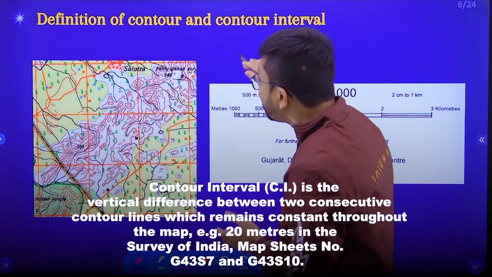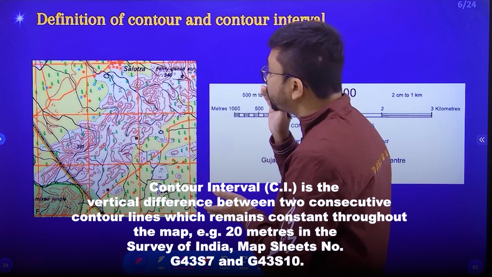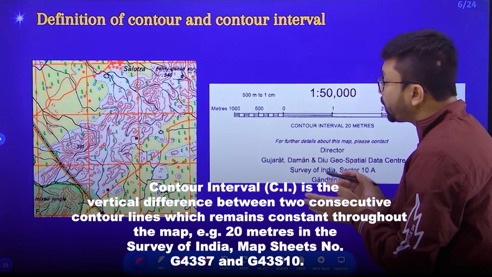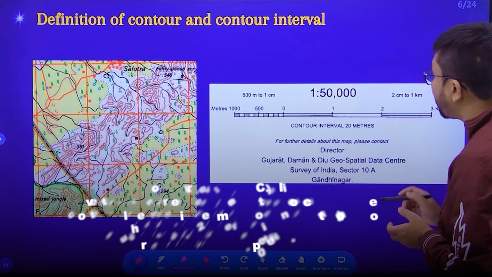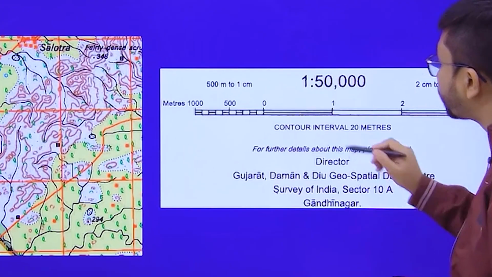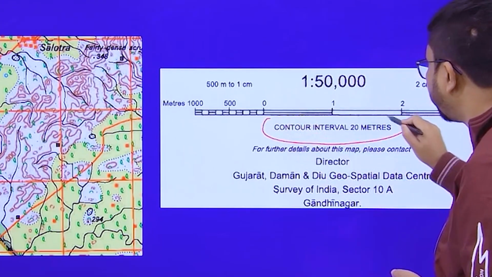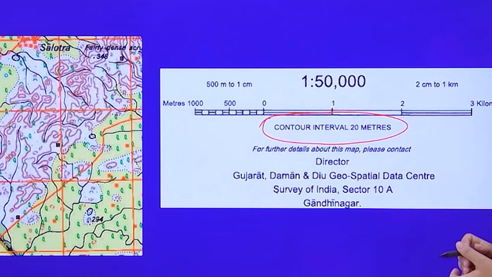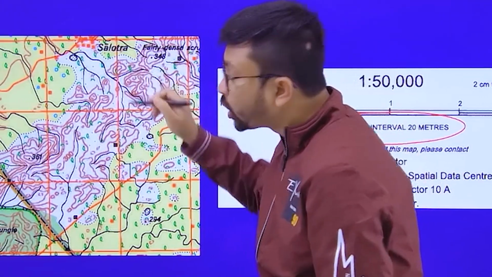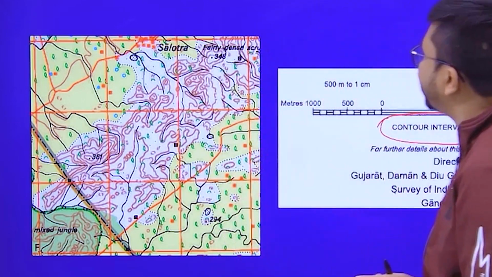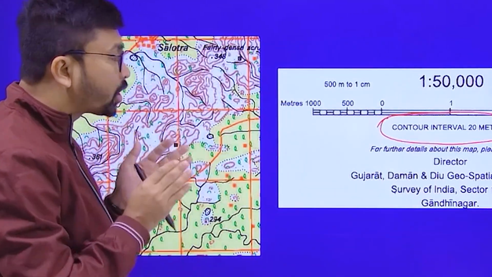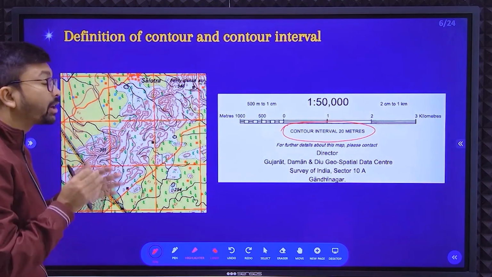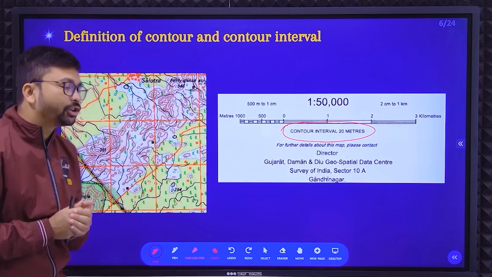And as per the maps you are getting, that is G43S7 and G43S10, remember one thing, a very commonly asked question: what is the contour interval given in the map? It will be given in your topographical map also. Contour interval here is 20 meters. It means the vertical difference between two consecutive contours will always be 20 meters. Remember the definition of contours, the definition of contour interval, and what the contour interval given in the map is; you need to remember these first.